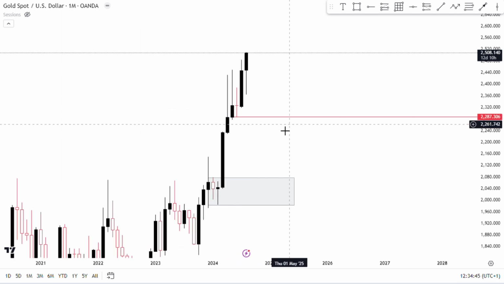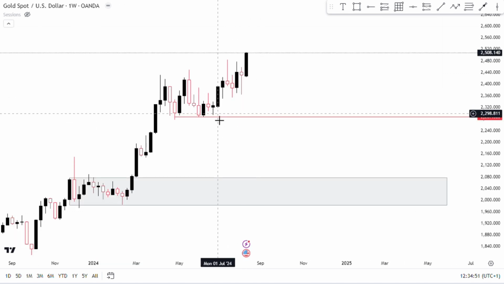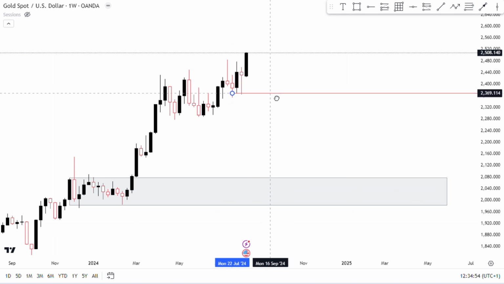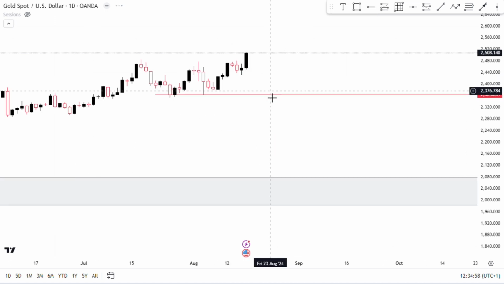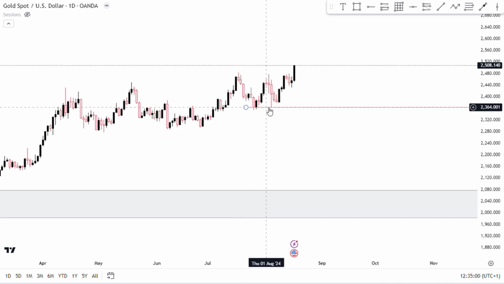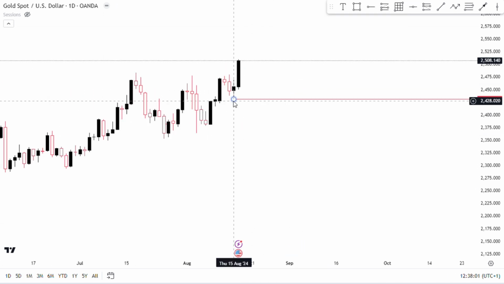So on the monthly time frame right now, price is going to go below this particular low. Let's go back to the weekly time frame. On the weekly time frame, price is telling us that it's going to go below this particular low right here. Let's say the daily time frame. On the daily time frame, price is telling us that it's going to go below this particular low. So this is where we're going to set our first take profit.